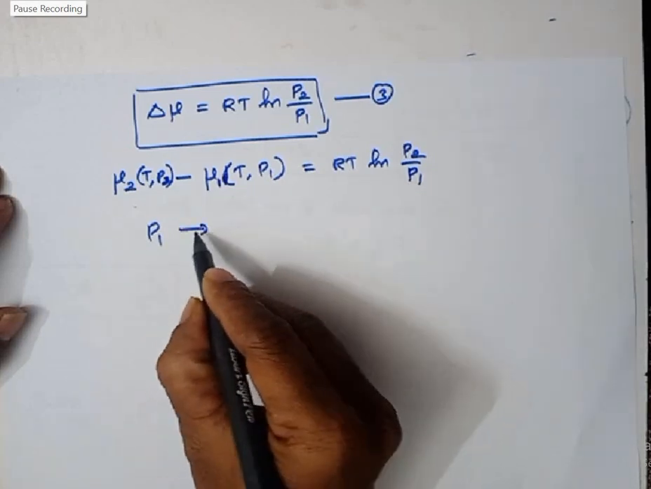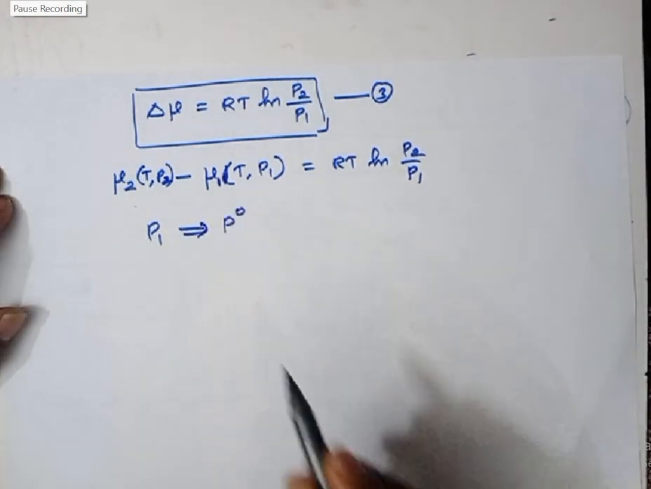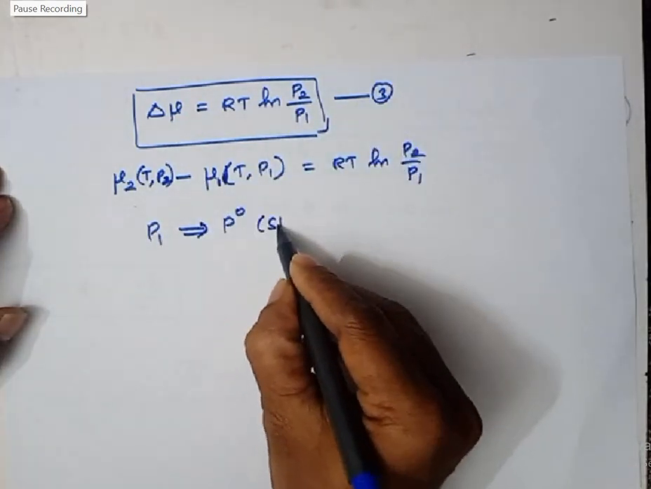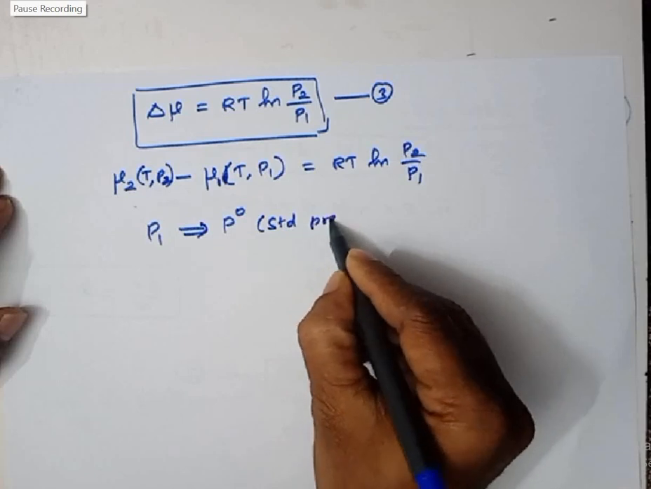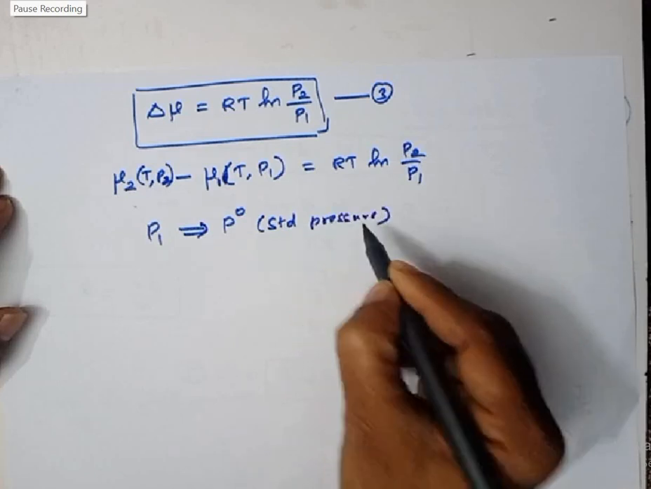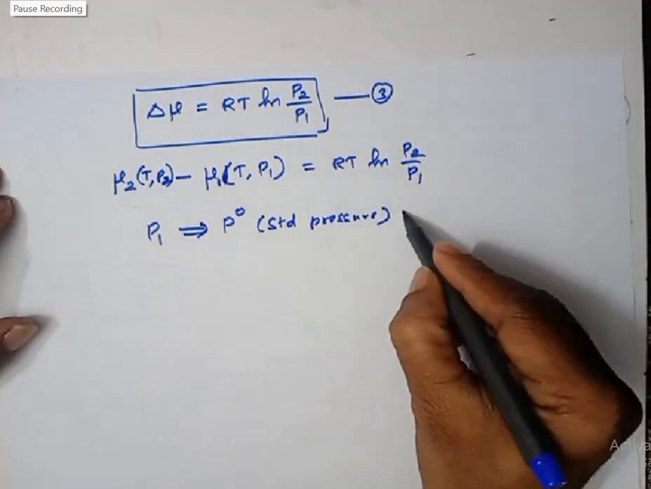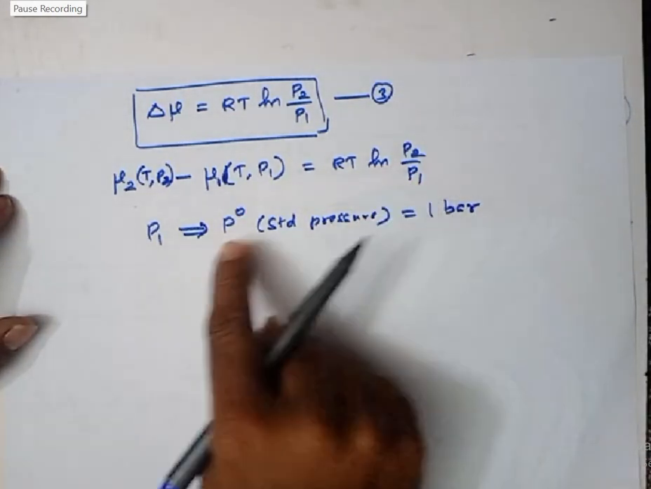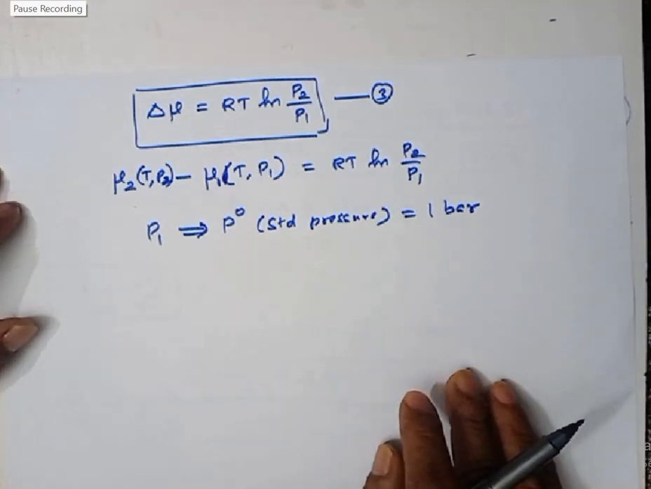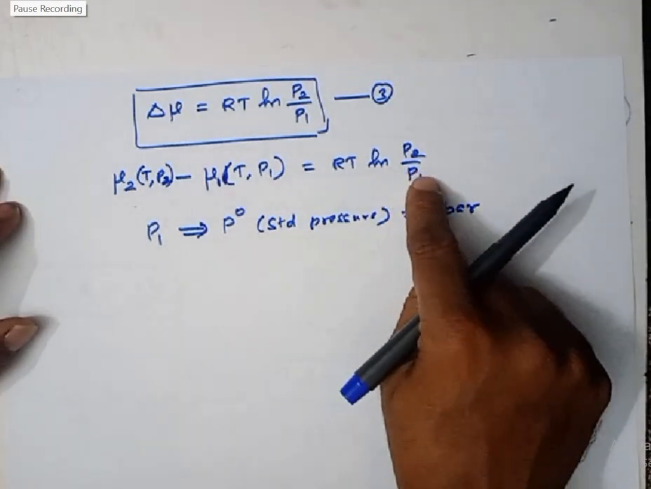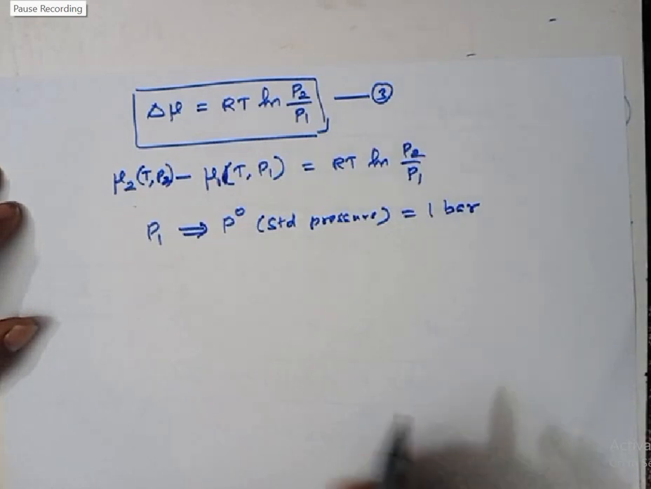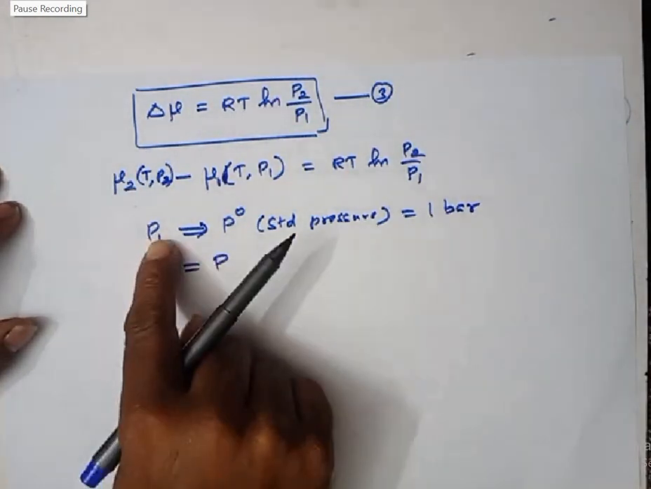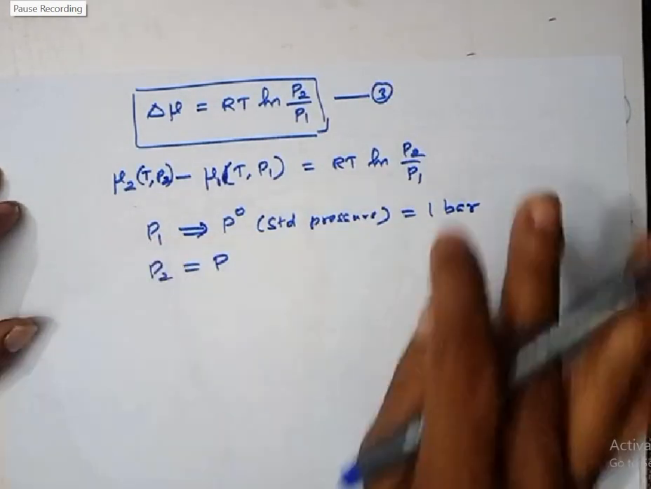Now what I'm going to do, suppose I take the initial pressure P1 as P0. What is P0? P0 is nothing but standard pressure. Standard pressure value you know, which is nothing but 1 bar. I take this initial pressure as 1 bar. So what can we do, in place of P1 we just put 1. And what about P2? I'm going to write P2 simply as P.